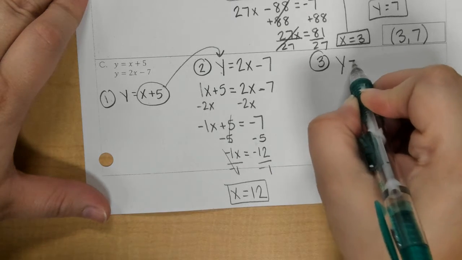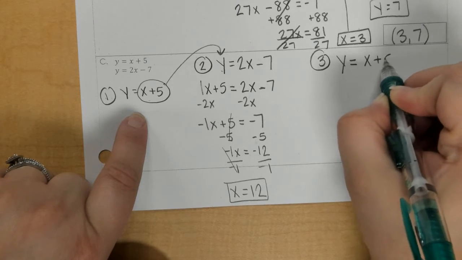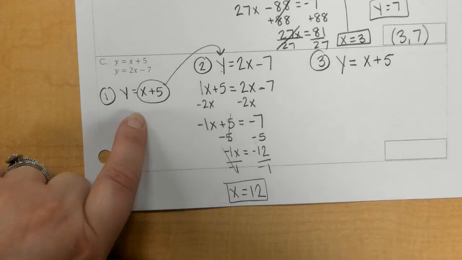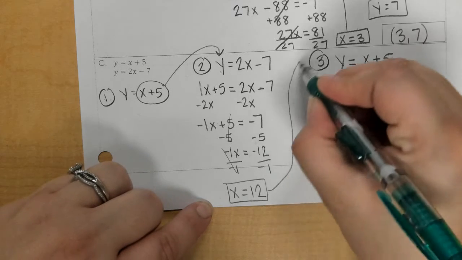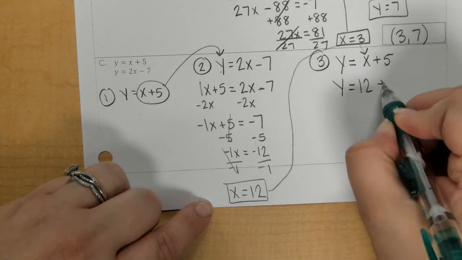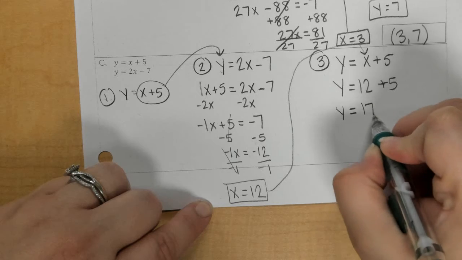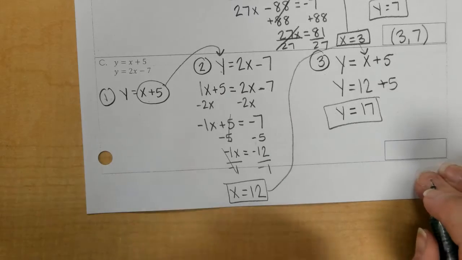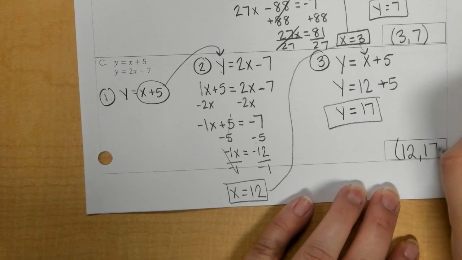Step 3. Use step 1's equation. Now, in step 2, you know that x equals 12. So I'm going to plug that 12 in for x. And I just simplify. So 12 plus 5 is 17. So my ordered pair is 12, 17.